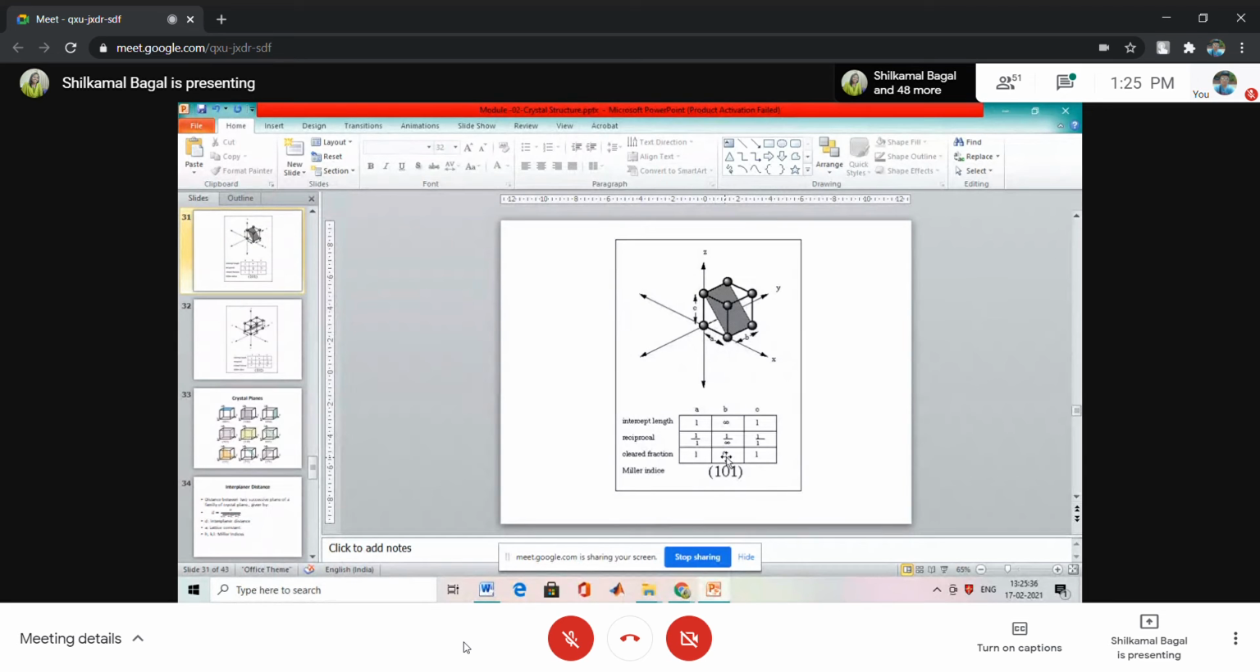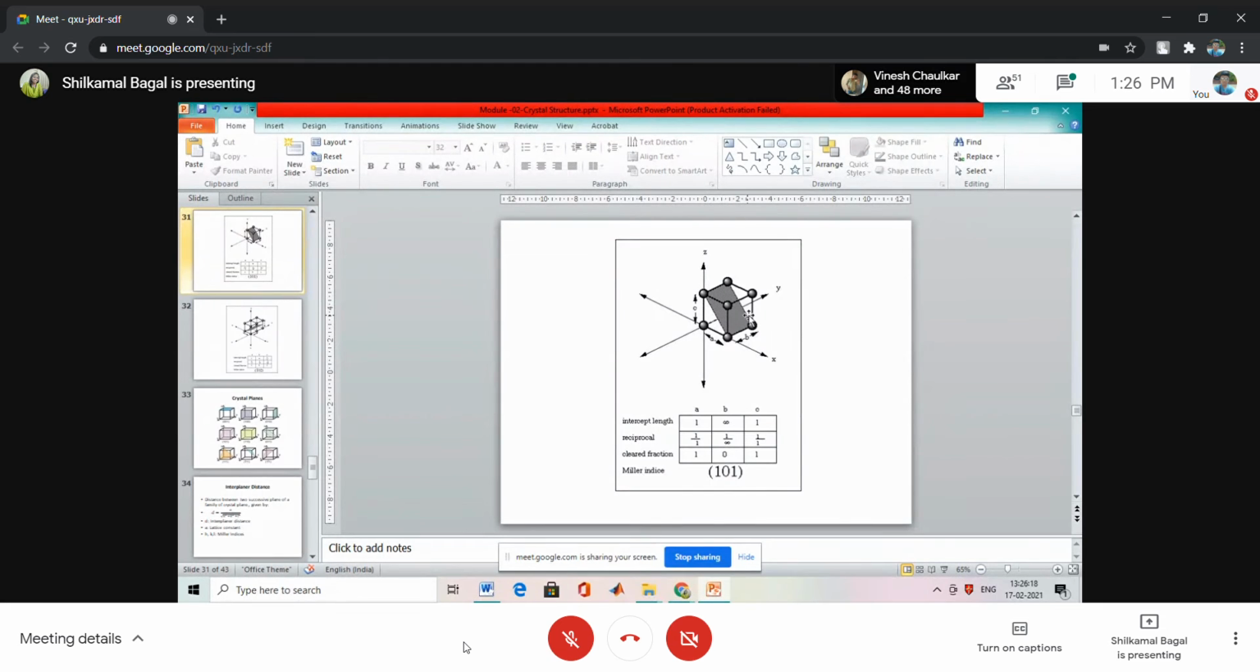Then axis B: the reciprocal of 0 is infinity, which means this plane doesn't have any intercept, or it will not intersect the y-axis or B-axis. Then the third one, the reciprocal of 1 is 1, which means this will cut axis C at 1 unit, at this corner. Then join these two intercepts. Two intercepts means the intersection of this plane with axis A and the intersection of this plane with axis C.